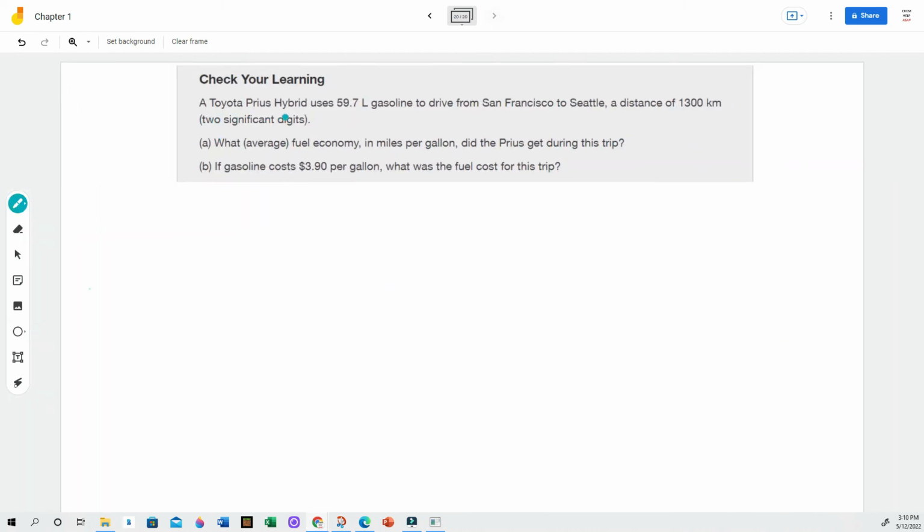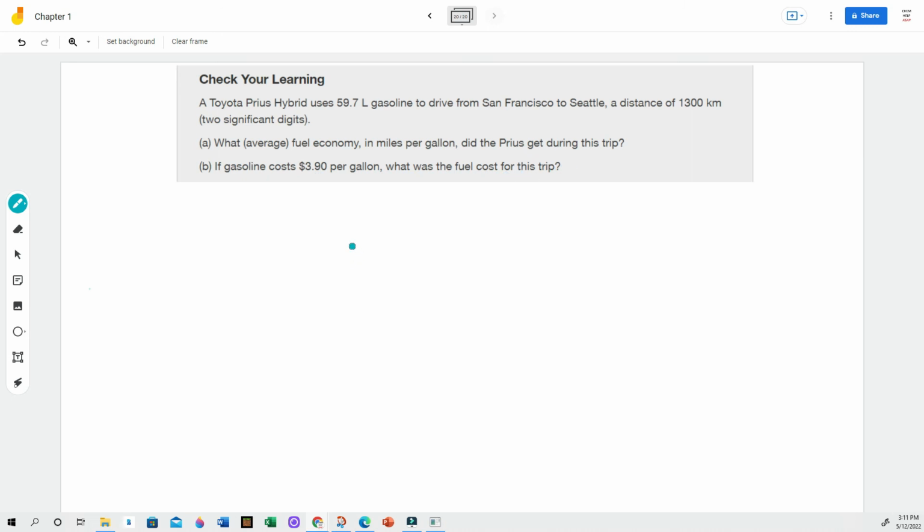A Toyota Prius hybrid uses 59.7 liters of gasoline to drive from San Francisco to Seattle, a distance of 1,300 kilometers. And they're telling us specifically that this has 2 sig figs. So part A asks, what average fuel economy in miles per gallon did the Prius get during the trip? And part B says, if gasoline costs $3.90 per gallon, what was the fuel cost for this trip?